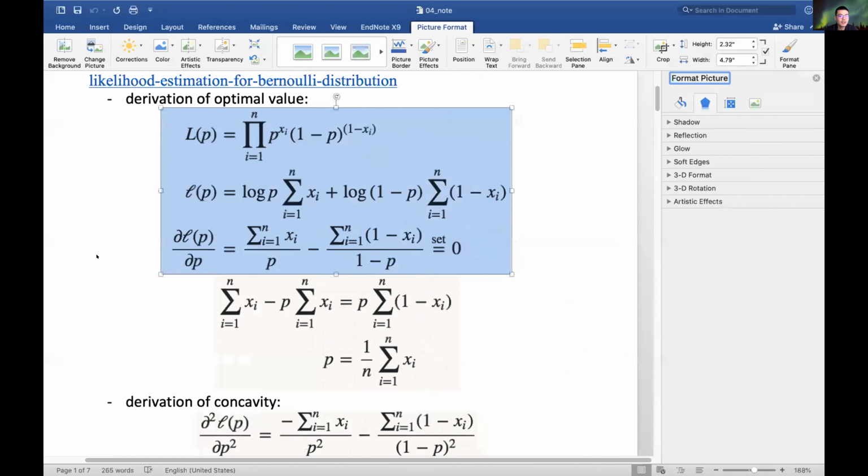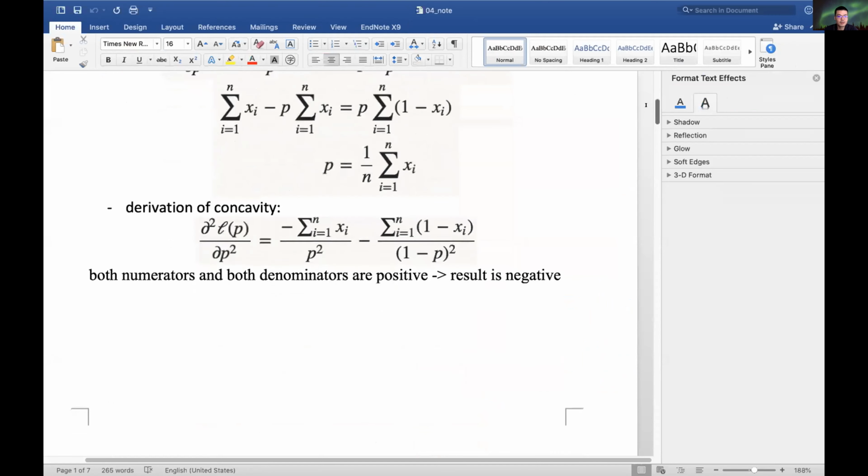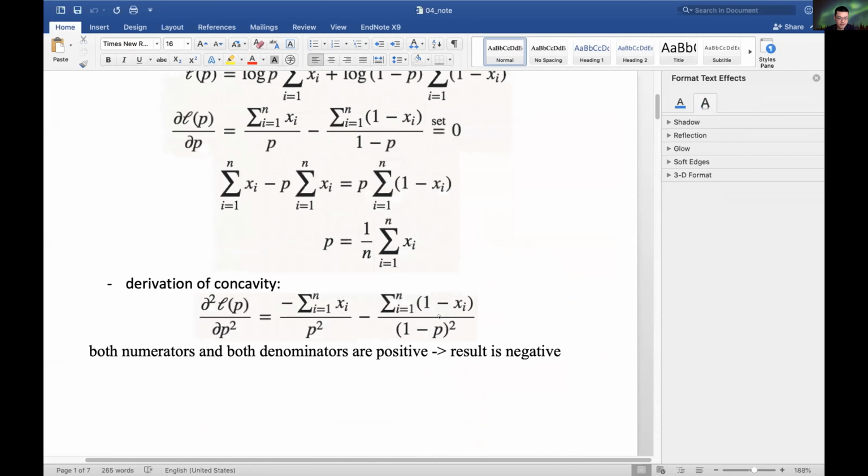So actually it's already done, but if you want to show that this is concave, this is also not difficult, because we already have this. The derivative of L with respect to p is this thing. Now if we want to compute the second derivative, we just take the derivative of this with respect to p again. So this is what we are doing here.